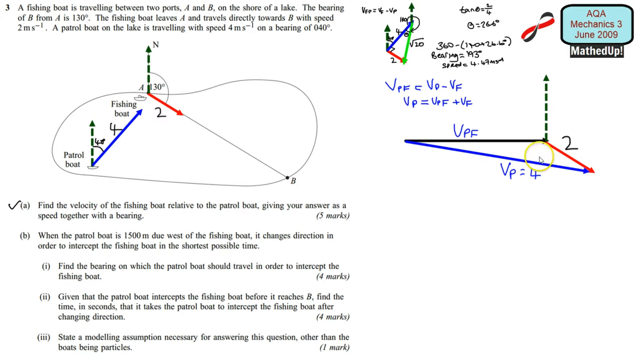Now, I know that this angle here is 130 degrees. This here is 90 degrees. So this angle here is going to be 130 and 90 is 220. They have to sum to 360, so that's going to be 140 degrees. Okay, I'll just mark that then. That's 130.